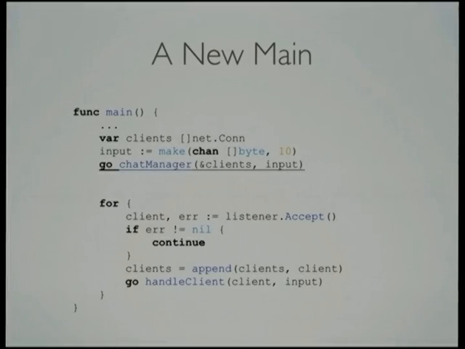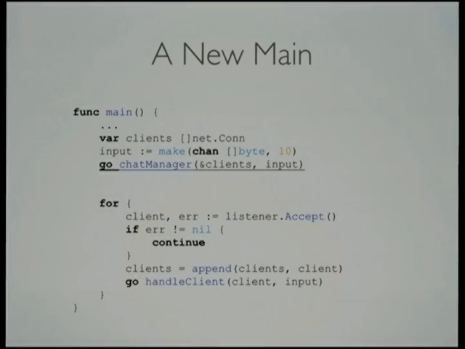Because clients ends up being a new slice, right? The append might decide to create a new slice for you, in which case this variable changes. So we actually have to pass the address of the variable into chat manager so it always has the current slice. Originally I did it as a closure, so I didn't have to do this. But when I wanted to do this behavior, I had to do it anyway. Does that make sense? Okay.